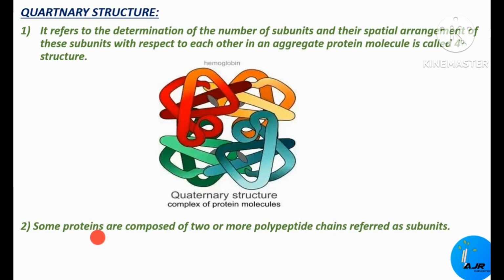These proteins are composed of two or more polypeptide chains referred to as subunits. What do you mean by subunits? The subunits are two or more polypeptide chains. The spatial arrangement of these subunits with respect to each other is known as the quaternary structure.